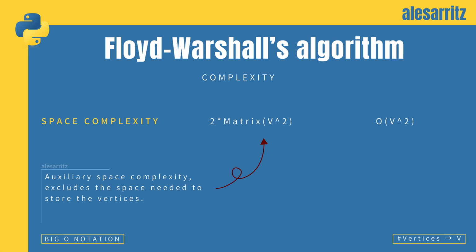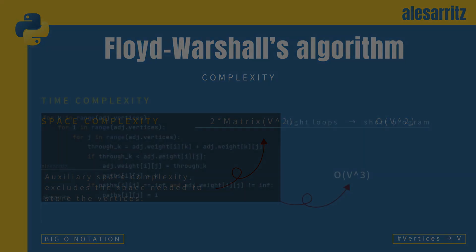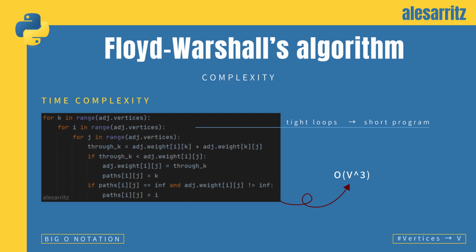Let's now move on to the time and space complexity analysis through big O notation. We'll start with space complexity analysis. If we exclude the space needed to store the vertices, we just use the adjacency matrix and the paths matrix. Therefore, the space complexity is O of v squared. Now, let's go through the time complexity analysis. The Floyd-Warshall algorithm runs in O of v cubed time, which is asymptotically no better than n calls to Dijkstra's algorithm. However, the loops are so tight and the program so short that it runs better in practice.